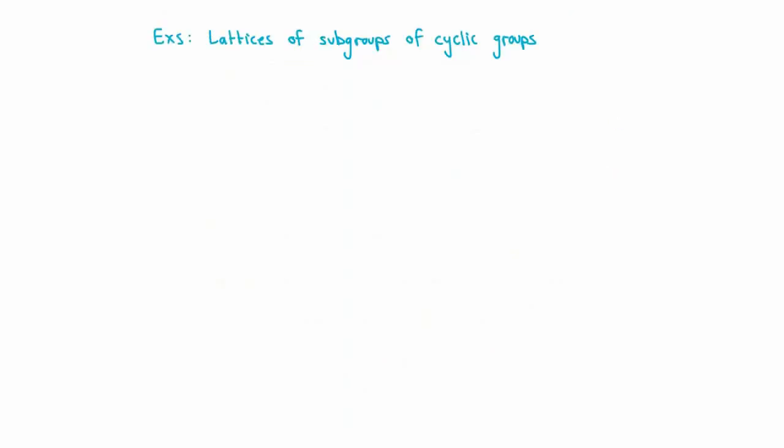I'd like to conclude this video by using what we've learned to draw the lattices of subgroups of a few cyclic groups. So for the first example, if p is a prime number, and Cp is the cyclic group of order p, then since the only positive divisors of p are 1 and p, the lattice of subgroups consists only of the trivial group and the whole group. So this is the simplest possible case.